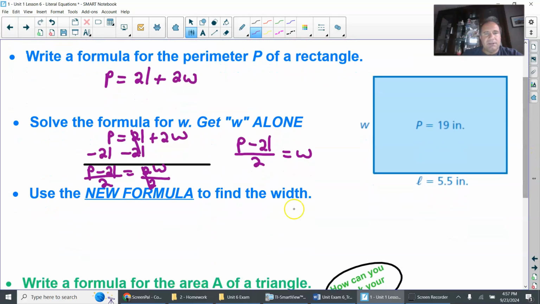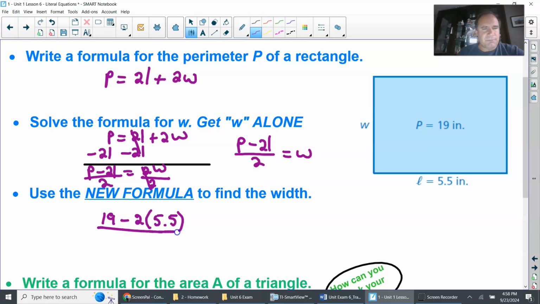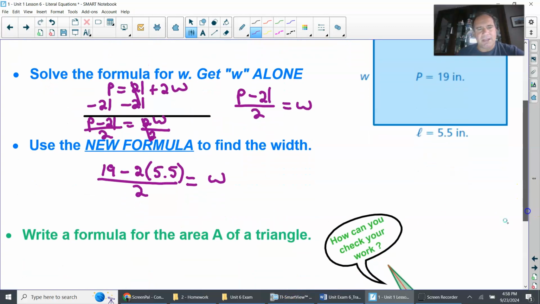And they want you to now use that formula with these numbers in them to find the width, right? Because now it's solved for the width. So all you would have to do is P is 19 minus 2 times L, which is 5.5. You see how they give you that? Divided by 2. And that would equal the width. So you just put that in your calculator, and that's equal to the width.